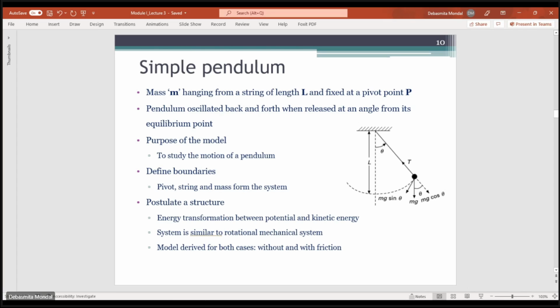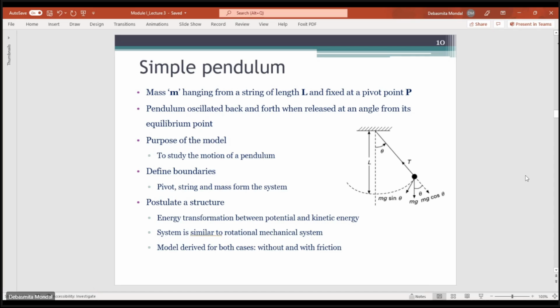Okay, so now let us see one more example. Let us take an example of a very simple pendulum. So a pendulum is what? A pendulum is nothing but a mass which is hanging by a string. Let us say the length of the string is L, and it is hanging at a fixed position. There is a pivot, a fixed reference, or a fixed plate from where a ball of mass m is hanging, and the length of the string is L.